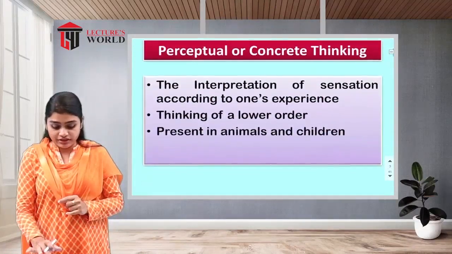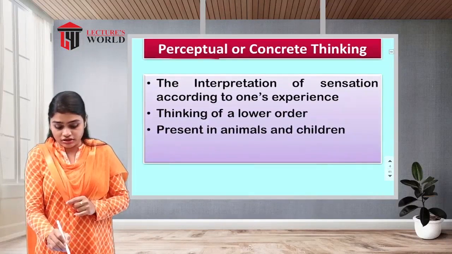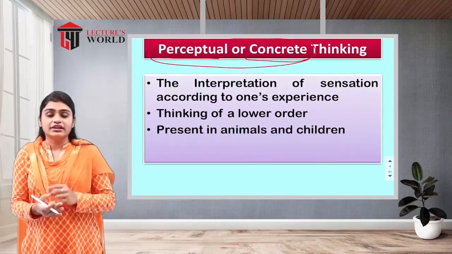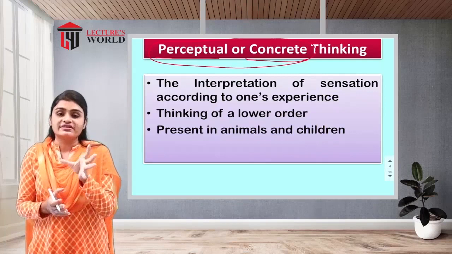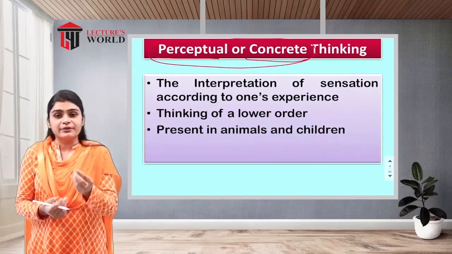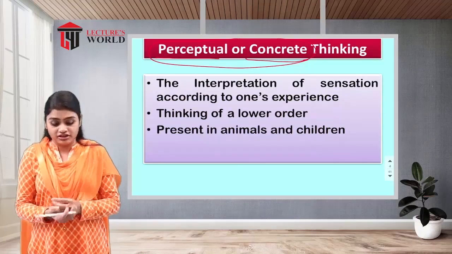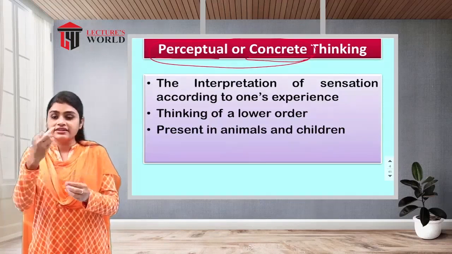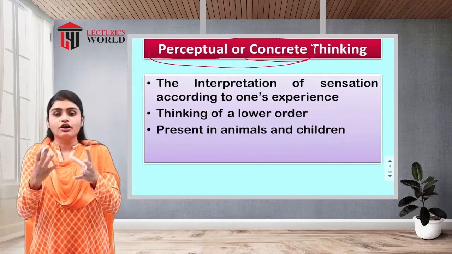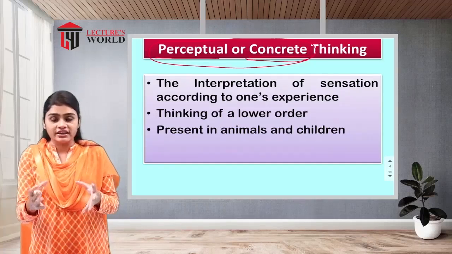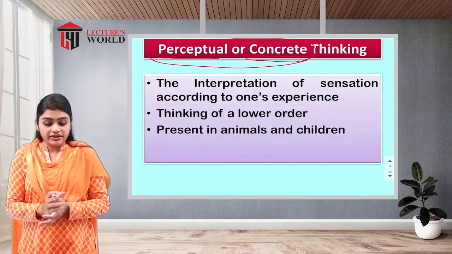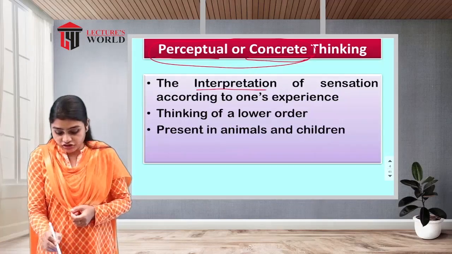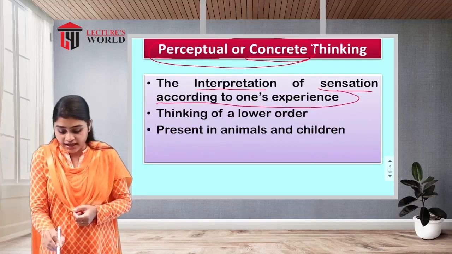Your first type of thinking is perceptual or concrete. The word itself says perceptual, that means the process of perception will be there, and as a result of this perception, the thinking process is going to be initiated. So that is called perceptual, or concrete. That means some actual things, some real objects, are there in the environment. That is the concrete thing we have in our environment. So that is called perceptual or concrete thinking. It is the interpretation of sensation according to one's experience.